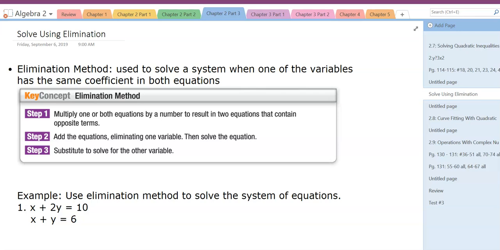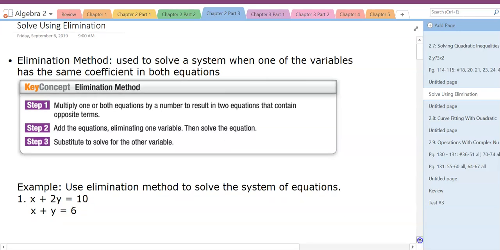So after you've gotten them with the opposite terms, you add the equations, you eliminate the one variable, and you solve it for the other one. After you have the value for the other variable, go back to one of your original equations and plug that value in to help you find the other variable's value. So let's look at a couple of examples here together.